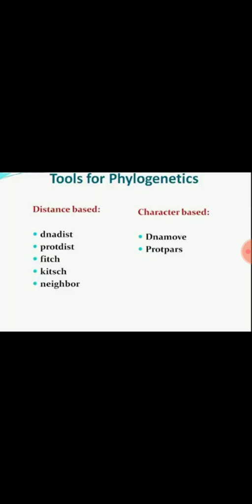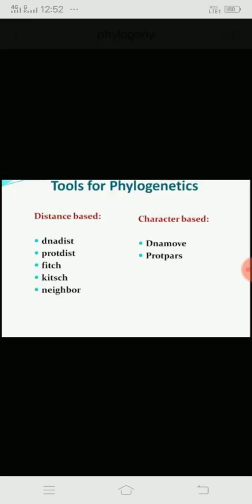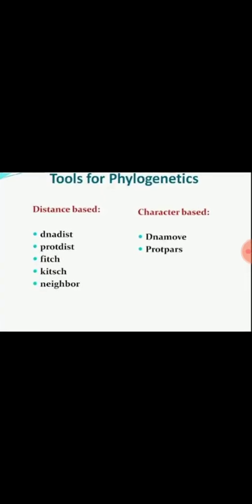There are some computational tools used for the construction of phylogenetic trees based on these two methods, the distance-based method and the character-based method. For the distance-based method there are 5 different tools you can use on a computer. First is DNAdist. DNAdist is a Phylip program used for computing the distance between DNA sequences. Then ProtDist, also a Phylip program, used for computing the distance between protein sequences.